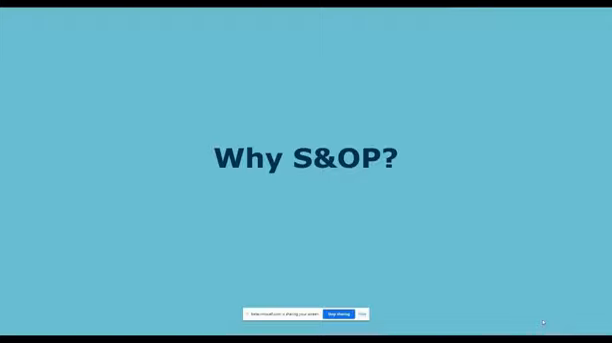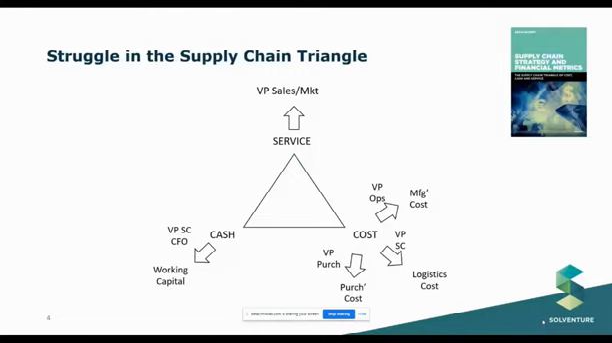S&OP is not a goal in itself. S&OP is only a means to an end. Yeah? It's a tool that can be used to solve something. So before you start with S&OP, try to make clear what you want to solve. And the concept we typically use for that is that supply chain triangle.